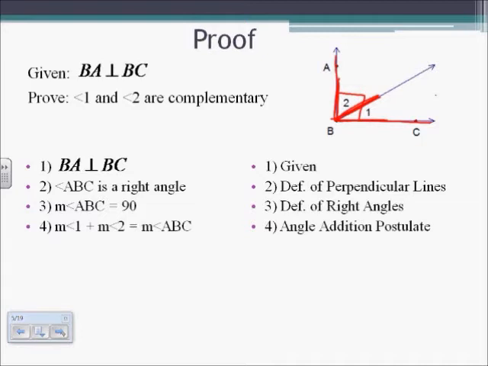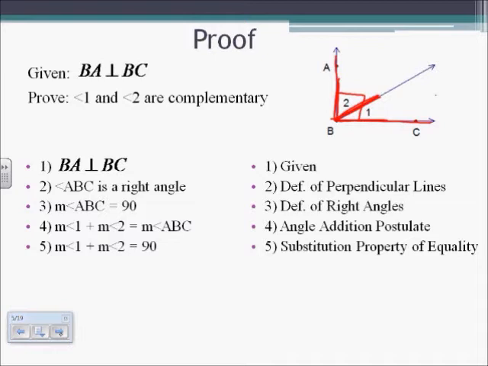Well, now that 1 and 2 equal ABC and ABC equals 90, we can make the statement that 1 and 2 add up to equal 90. What we did there was just substitution. We substituted in the value for the one we wanted. And now we're looking at our proven statement: 1 and 2 are complementary angles.